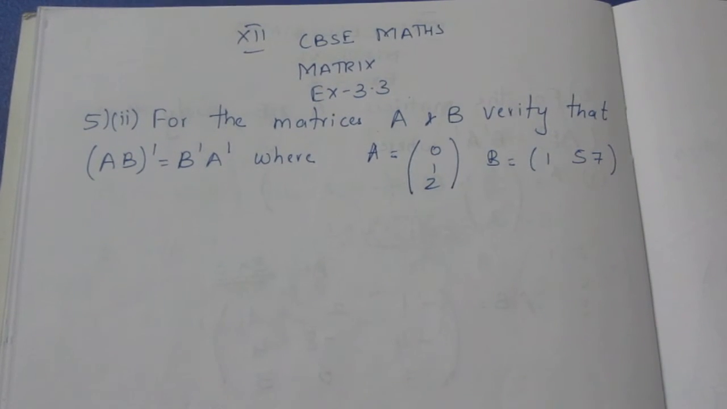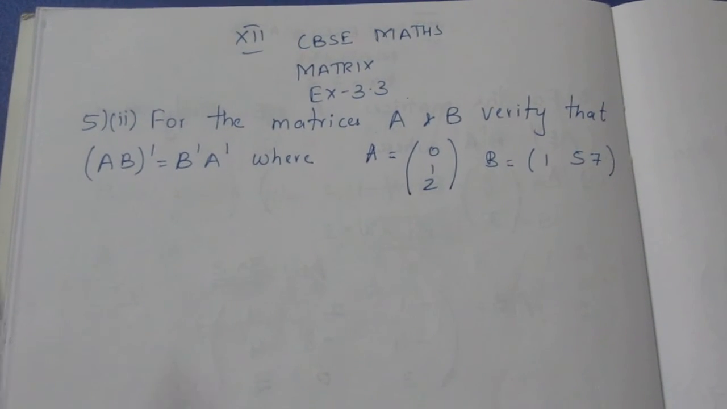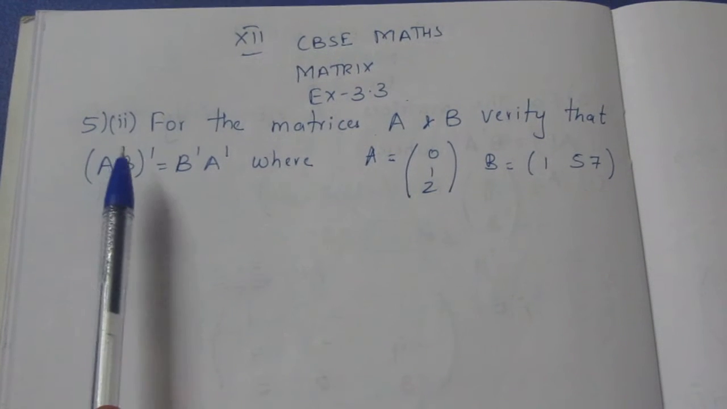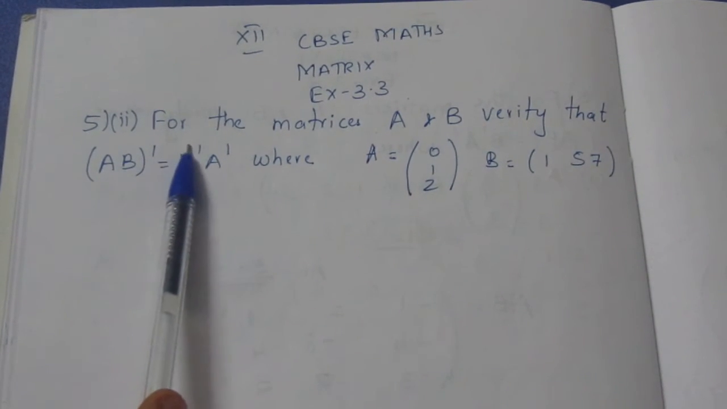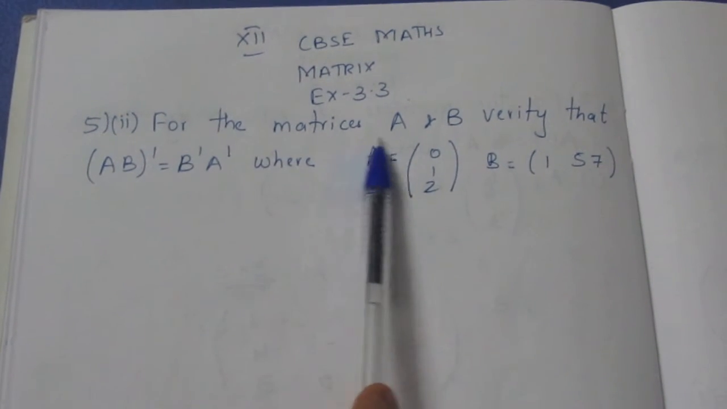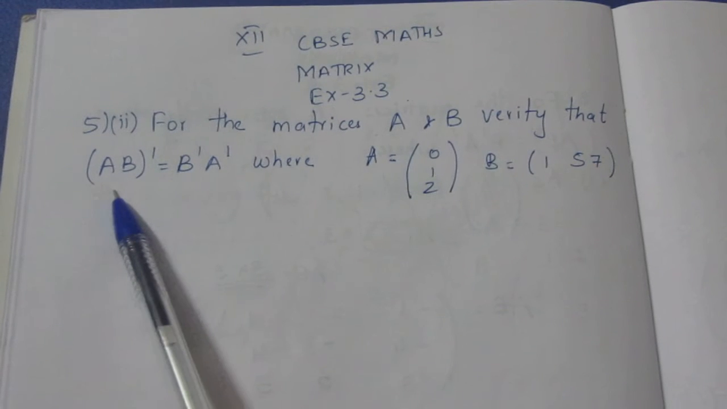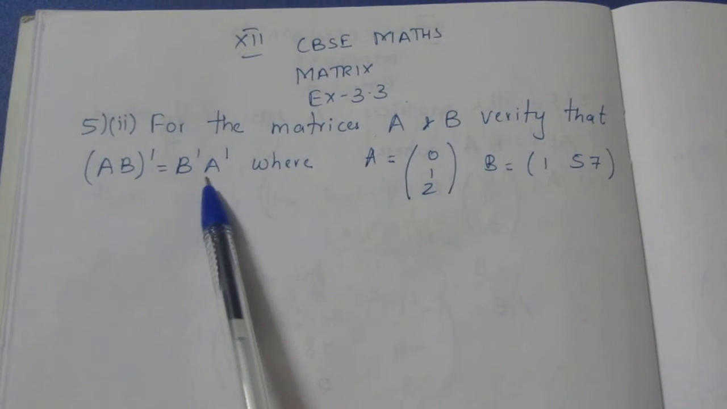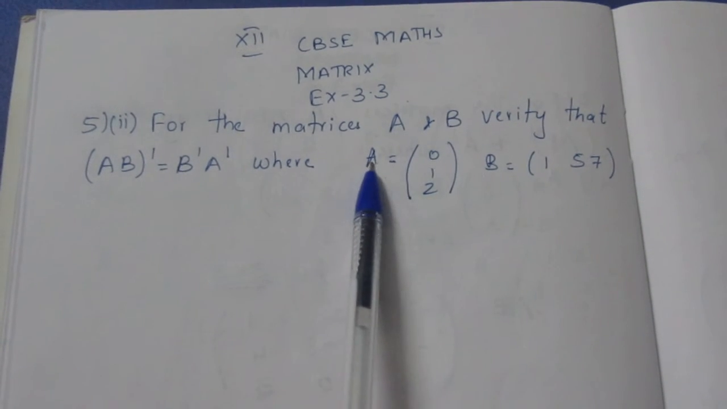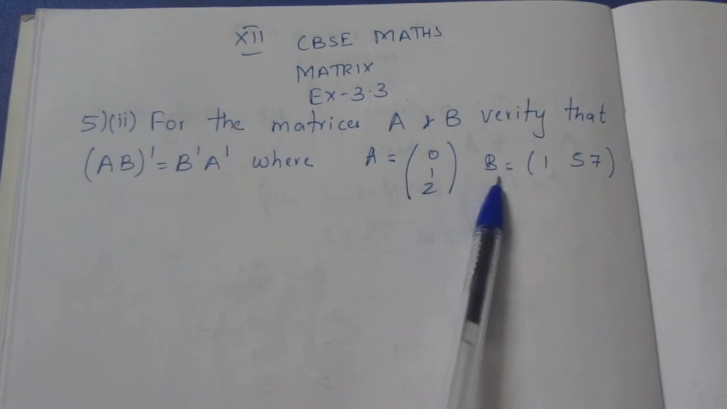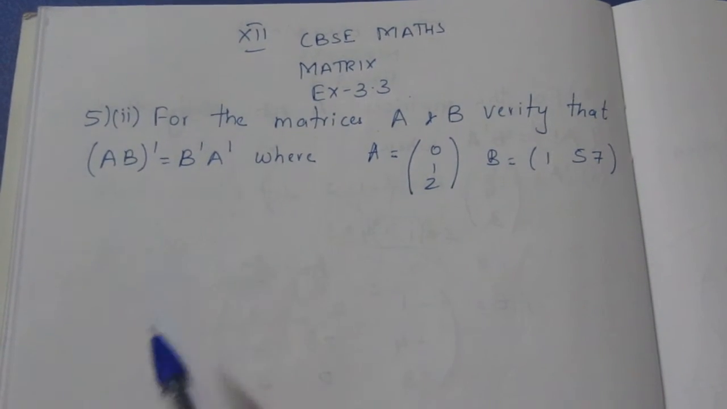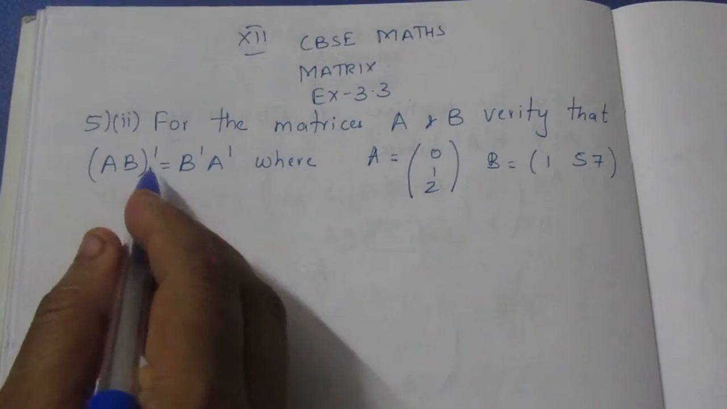Today we are going to see 12th CBSE Maths Matrix exercise 3.3 question number 5. In that second subdivision, let's see the question. For the matrices A and B, verify that (AB) transpose is equal to B transpose into A transpose, where A is equal to [0, 1, 2] and B is equal to [1, 5, 7]. Here we need to find AB the whole transpose.